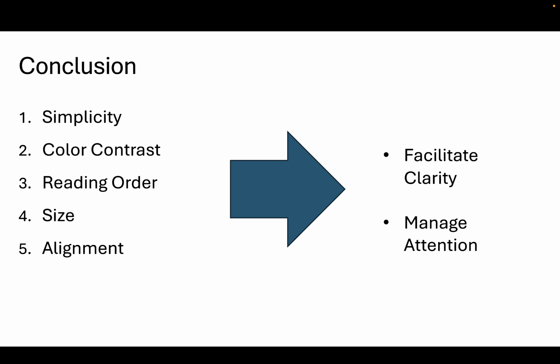So there are 5 design principles that I introduced in this presentation: simplicity, color contrast, reading order, size, and alignment. And again, why do we care about these things? Why are these things important? My argument to you is that these 5 principles help facilitate clarity, help us get our message across, and they also manage attention for your audiences.